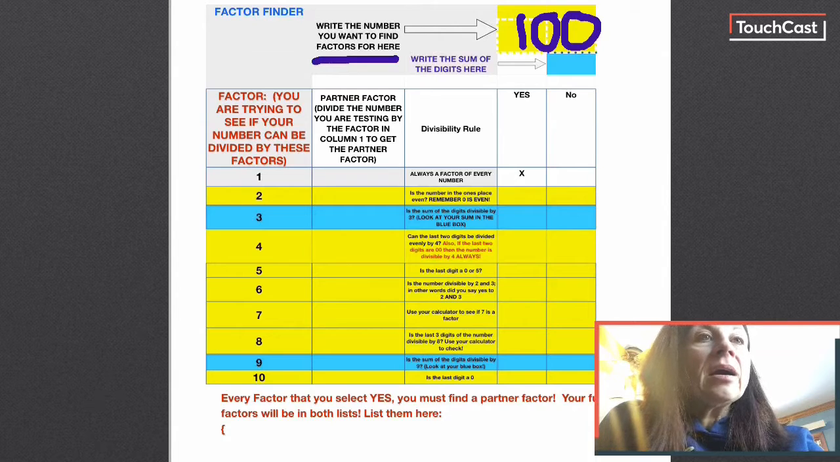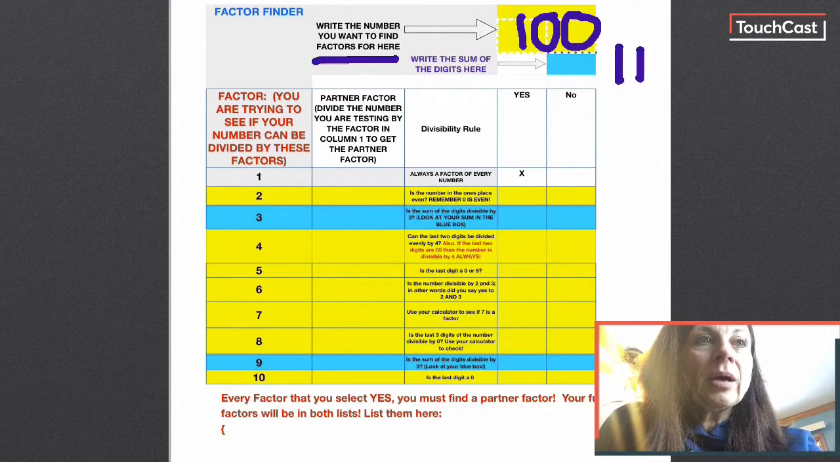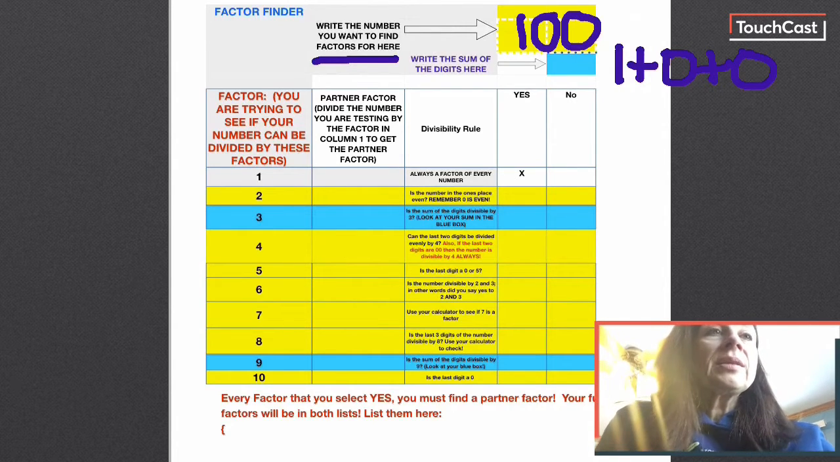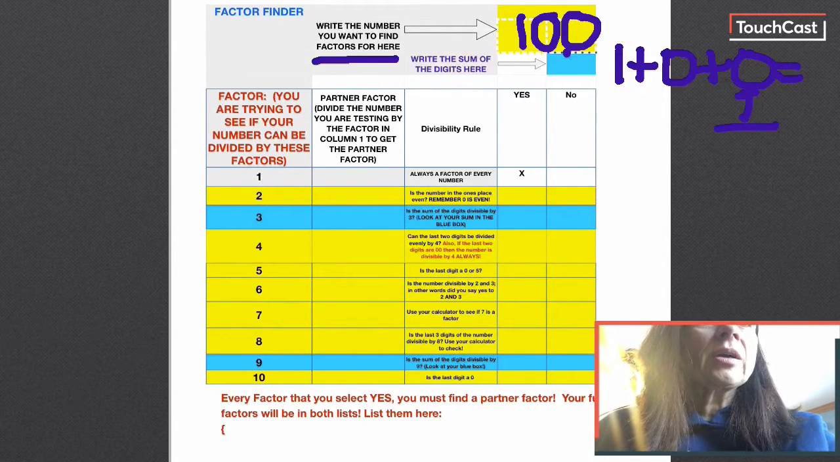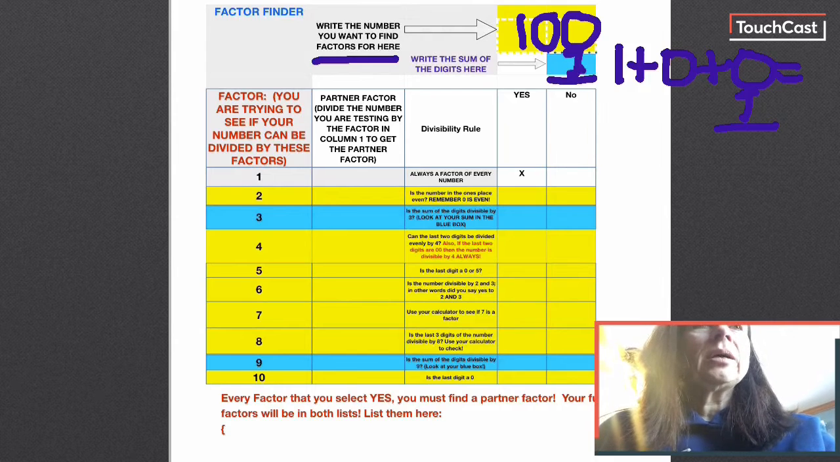To find the sum of the digits, sum means to add. We take every number or digit in the number and add it up. So in this number we simply have a 1, a 0, and another 0. The sum of 1 plus 0 plus 0 equals 1. So the sum of our digits is 1.